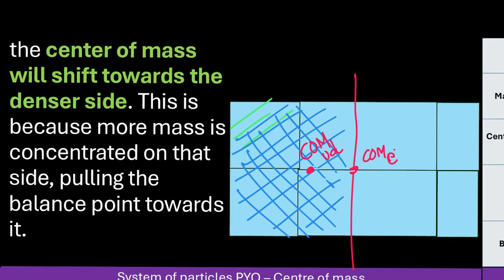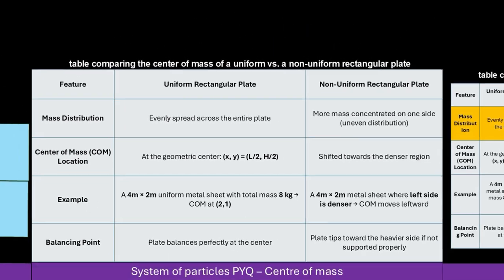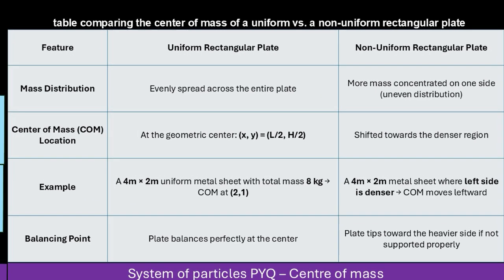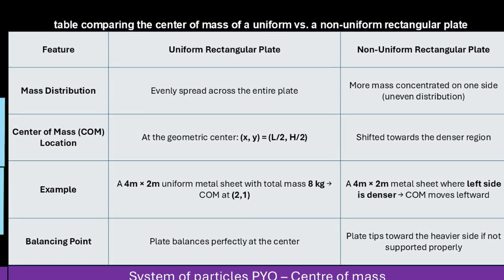Okay, so just to compare the differences between the center of mass of a uniform versus a non-uniform rectangular plate: mass distribution is even in uniform, uneven in non-uniform. Center of mass would be at the geometric center for uniform, and it would be shifted towards the denser region in an uneven distribution. Okay, right.